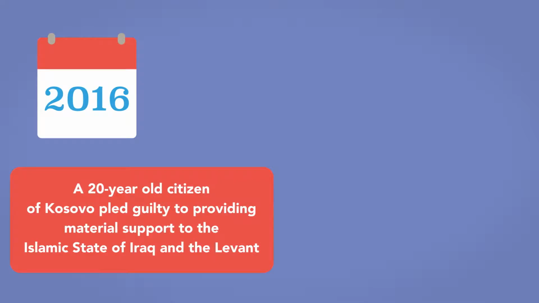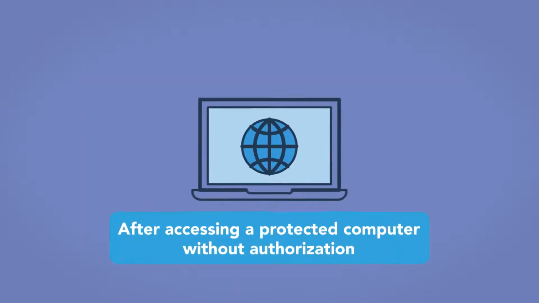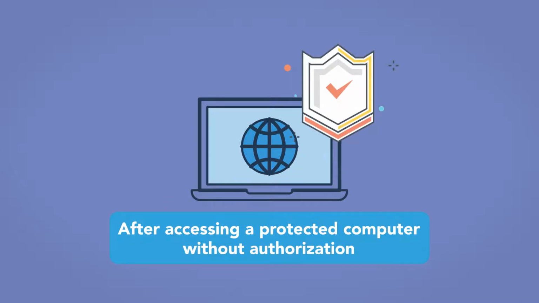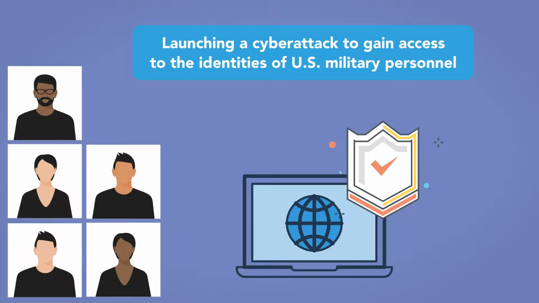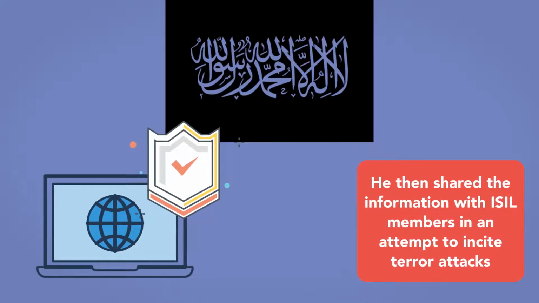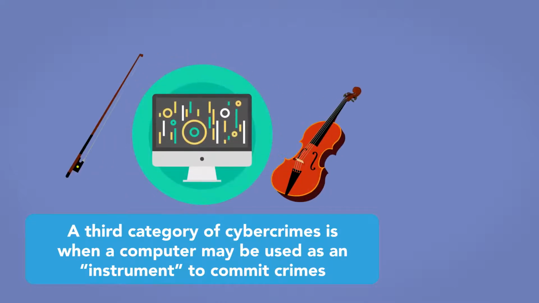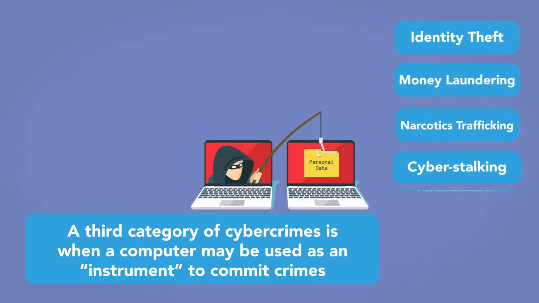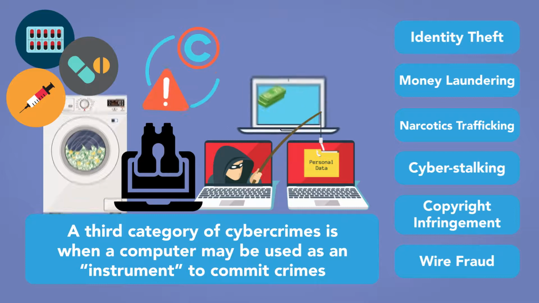In 2016, a 20-year-old citizen of Kosovo pled guilty to providing material support to the Islamic State of Iraq and the Levant, a designated foreign terrorist organization, after accessing a protected computer without authorization and launching a cyber attack to gain access to the identities of U.S. military personnel. He then shared the information with ISIL members in an attempt to incite terror attacks. A third category of cybercrimes is when a computer may be used as an instrument to commit crimes such as identity theft, money laundering, narcotics trafficking, cyberstalking, copyright infringement, and wire fraud.